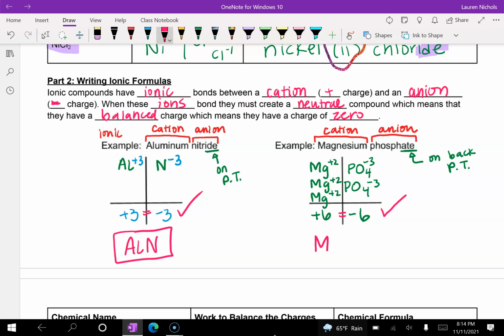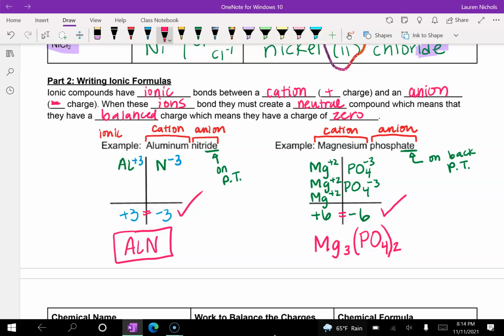And I can see that I have Mg, and since I wrote it 3 times, I put a subscript 3. And then my anion is PO4, but I wrote it 2 times. And if I put a 2 here, it makes it look like I have 42 oxygens. So what we do is we put parentheses around any polyatomic ion that has more than one of them.